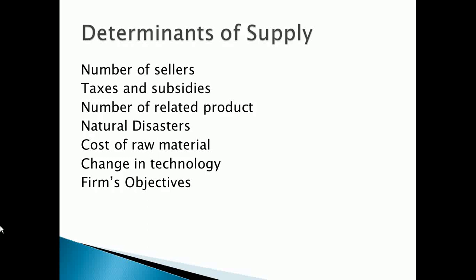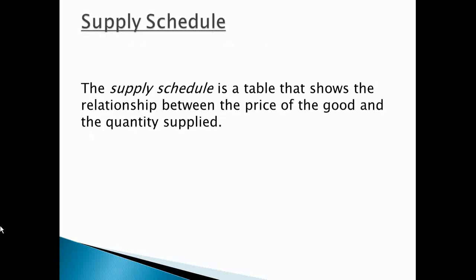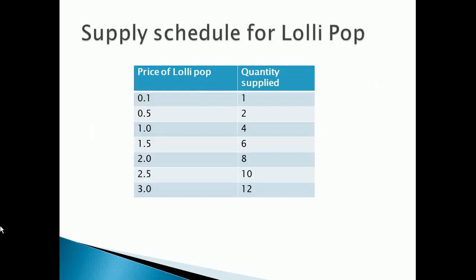We can see the positive relationship between the price and quantity supplied. And this informs the reason why the supply curve slopes upward from left to right.